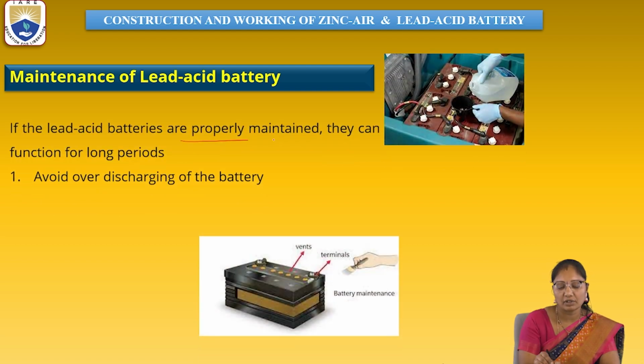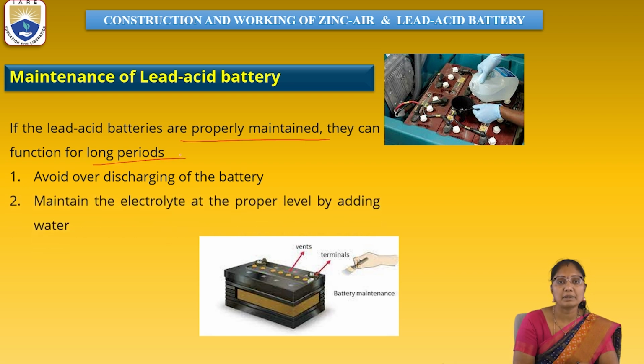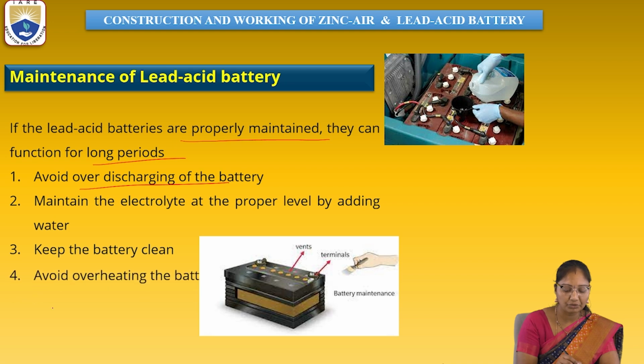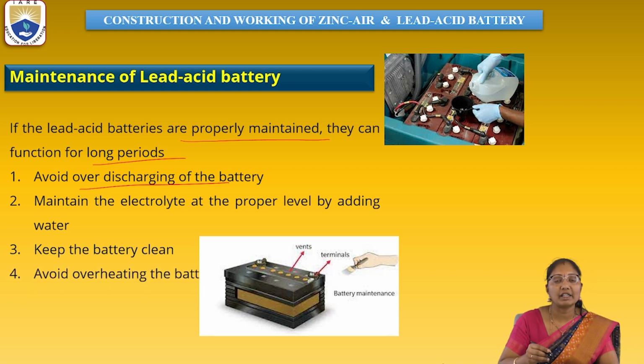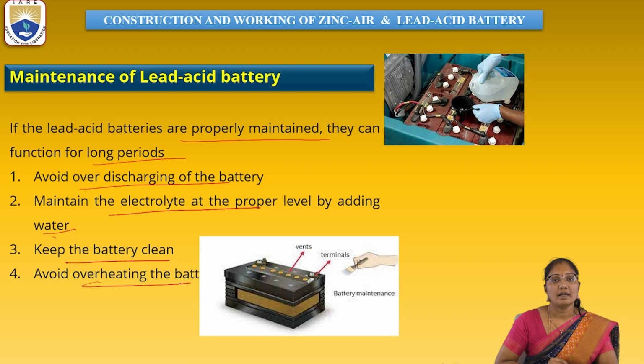If lead acid batteries are properly maintained, they can function for longer periods. It depends upon the maintenance. So we should avoid over discharging of the battery, meaning we should not keep the batteries at a very low battery level. The discharge level of the battery has to be checked frequently, and the electrolyte, which is the sulfuric acid, should be maintained at a proper level by adding water. Keep the battery clean and avoid overheating the battery.